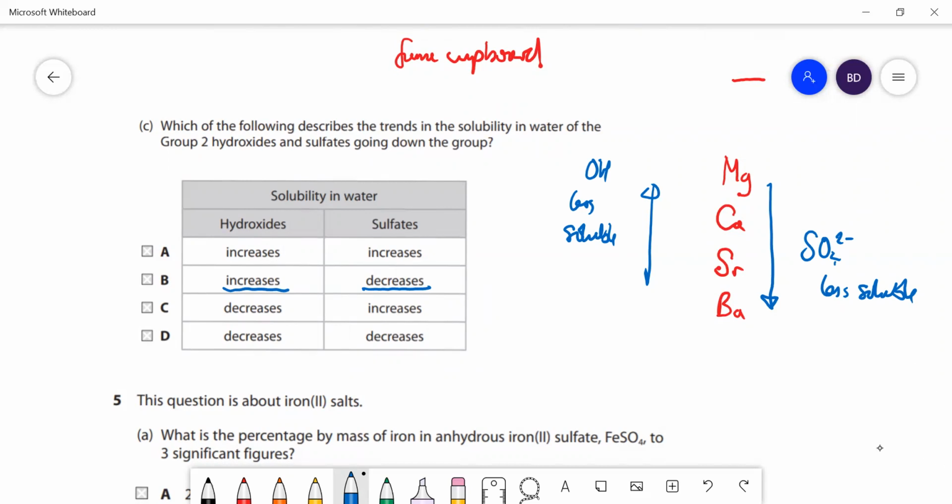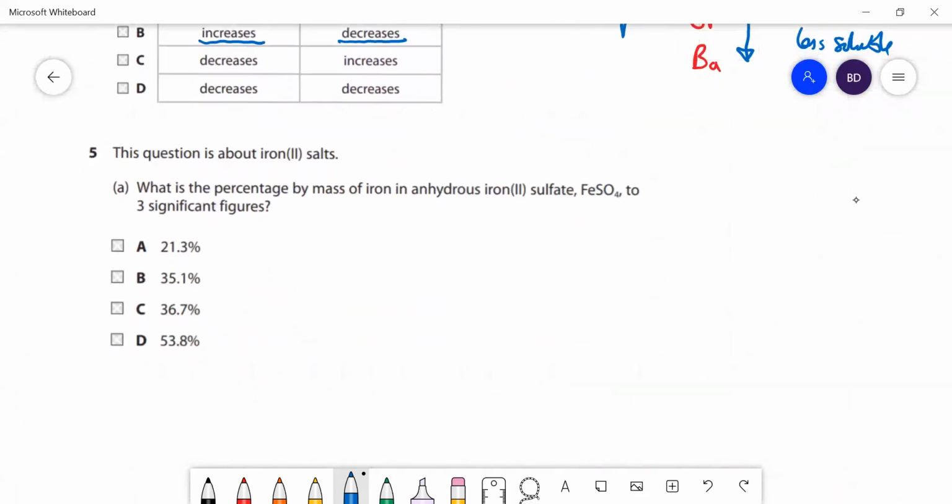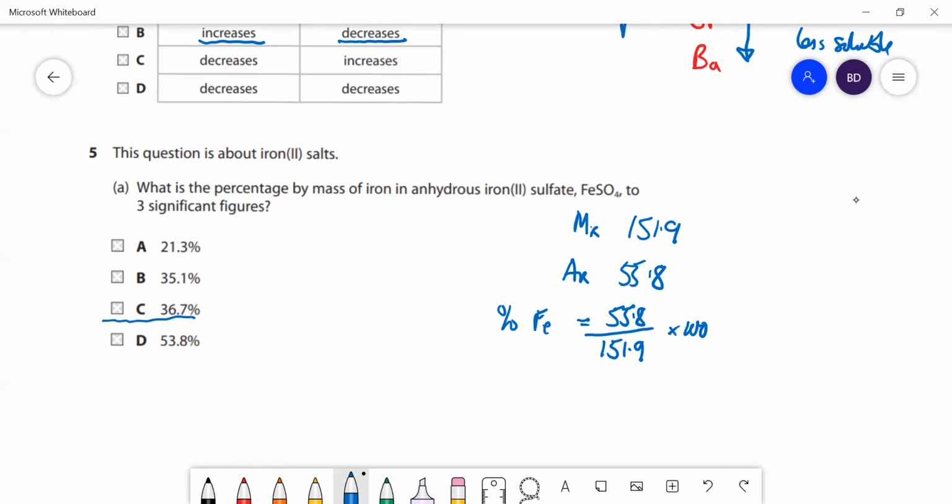Right, question about iron 2 salts. What's the percentage by mass of iron in anhydrous iron 2 sulfate, to 3 significant figures? Okay, so the MR of that, if you work it out, is 151.9. The AR of iron, one iron atom, is 55.8. So the percentage iron by mass is going to be 55.8 divided by 151.9 times 100. That gives 36.7. There is the answer there.